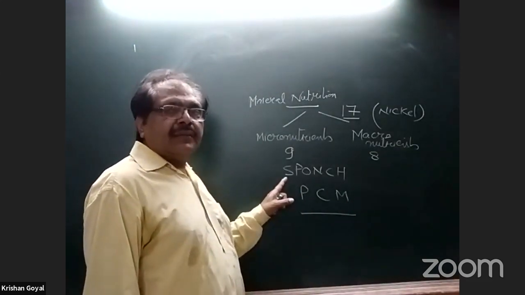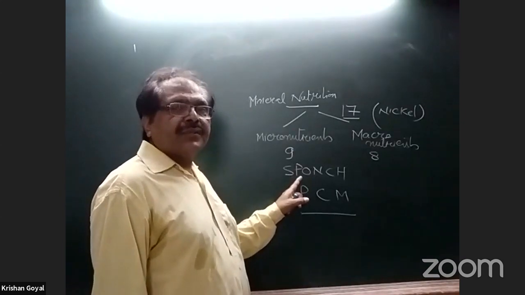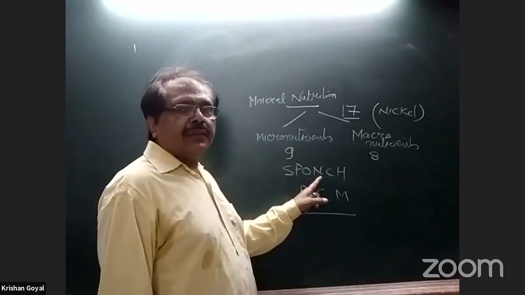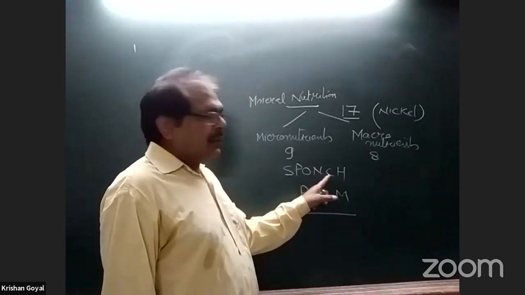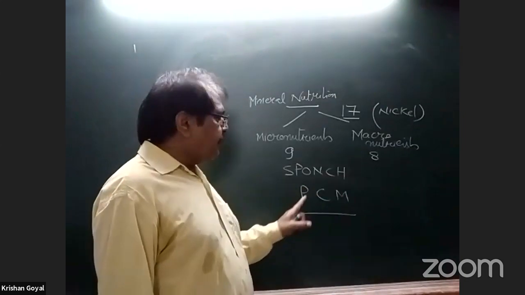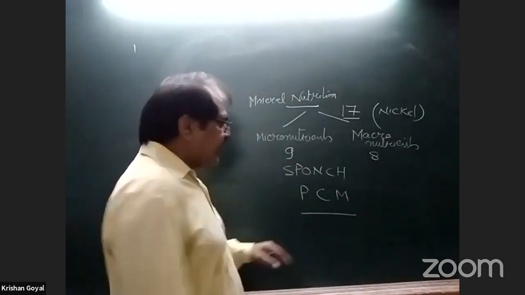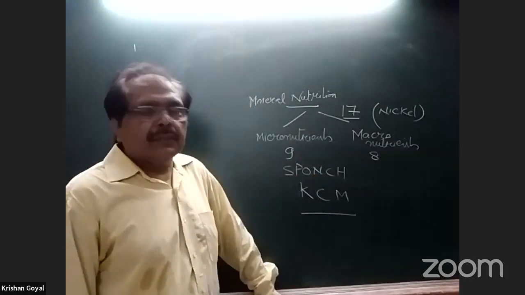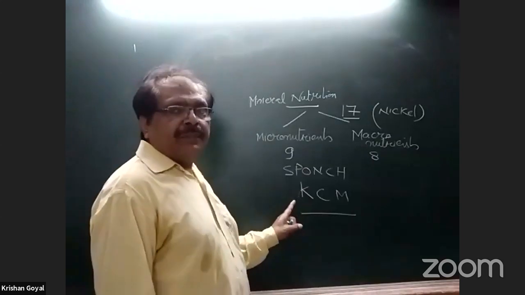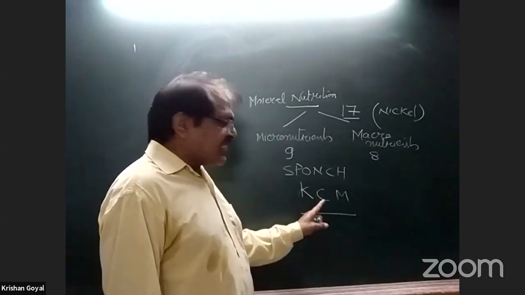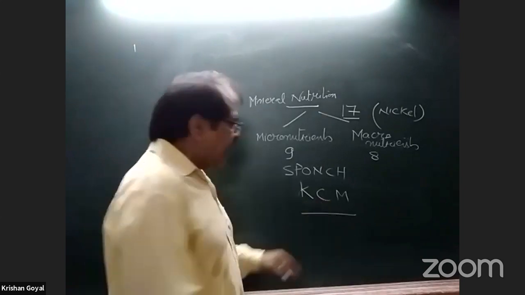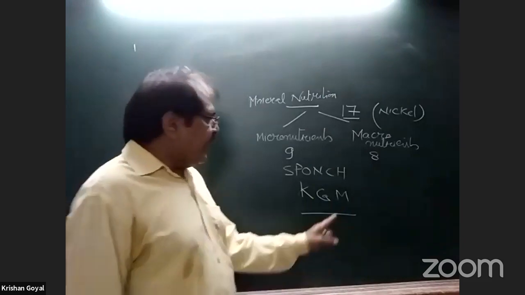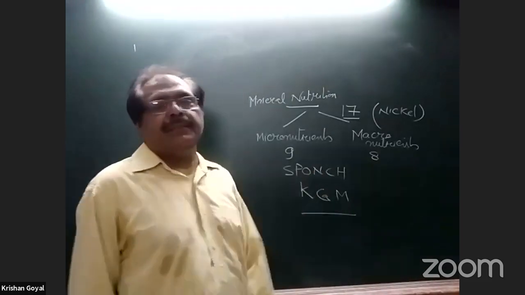S means sulfur. P means phosphorus. O means oxygen. N means nitrogen. C means carbon. H means hydrogen. P means potassium. Let us take K. Potassium. Then C, it is calcium. Let us write this Ca. Then comes the magnesium.